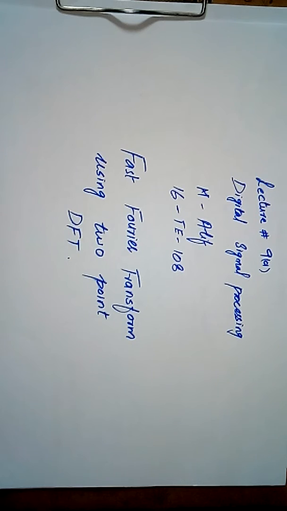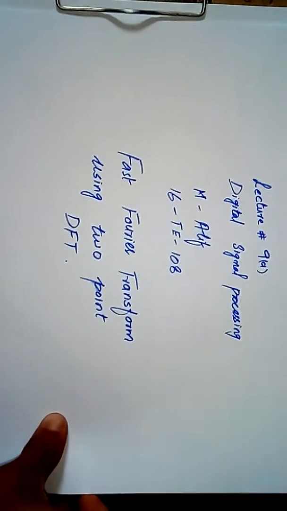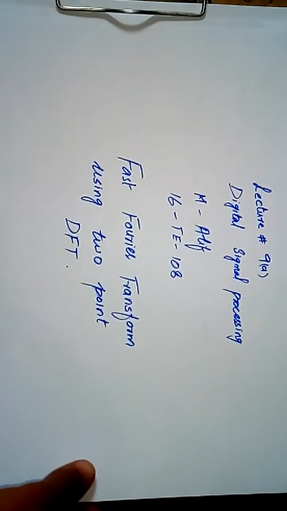Today I will explain fast Fourier transform using 2-point DFT. As we know, the fast Fourier transform is another method to calculate the DFT. It is more efficient and reduces the computation cost. The FFT is based on complex DFT. Here complex means that a specific type of mathematics is used.